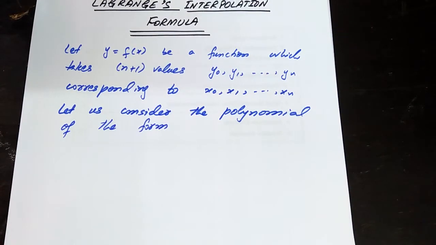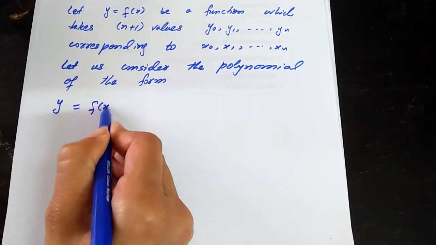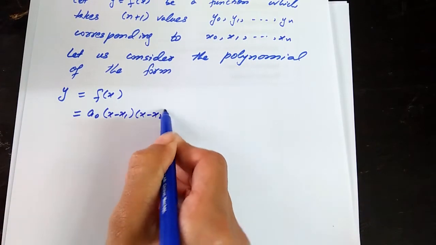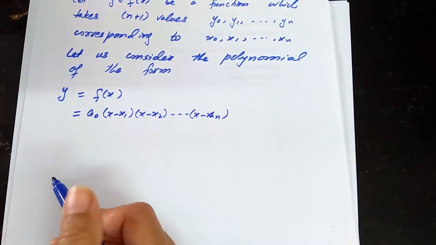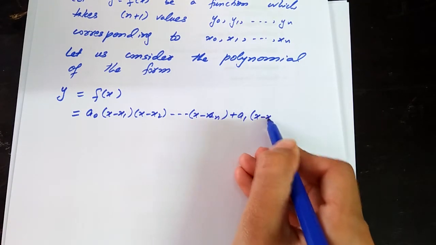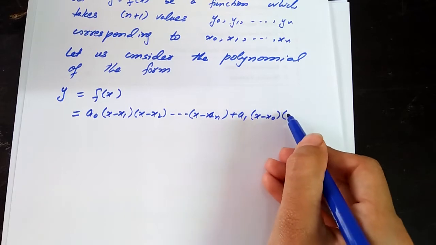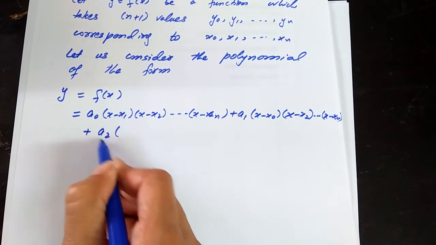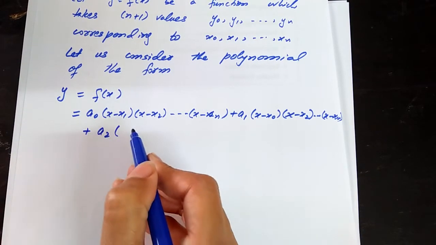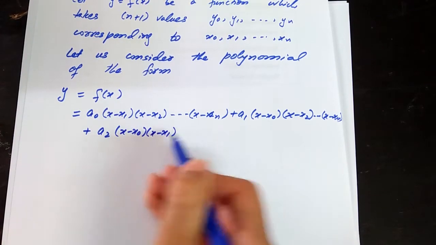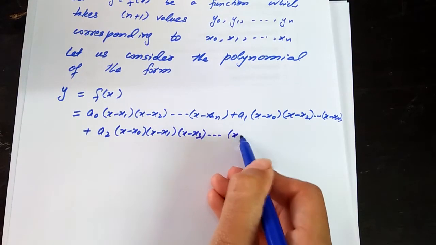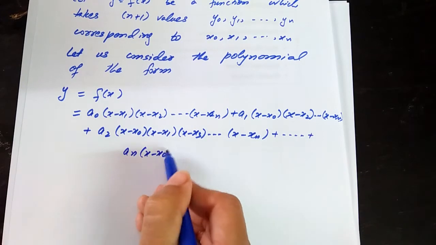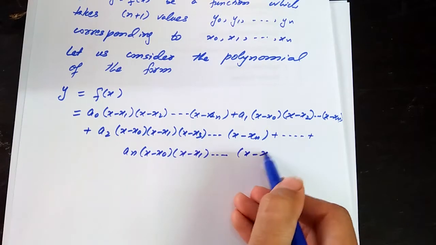Now, which form of polynomial are they considering here? The polynomial equation y equals f of x is equal to a0 times (x minus x1)(x minus x2) up to (x minus xn), plus a1 times (x minus x0). Now for a1, don't write x1 here: (x minus x2) up to (x minus xn), plus a2. Now this is the second term, for that you don't have to write x2. So (x minus x0)(x minus x1)(x minus x3) up to (x minus xn), plus up to so on, up till an times (x minus x0)(x minus x1) up to (x minus xn minus 1).